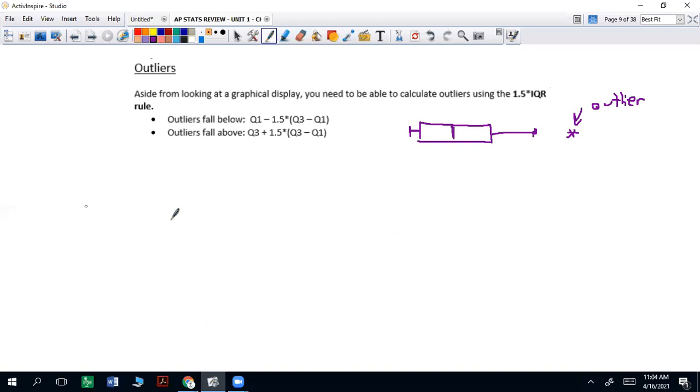Most of the time, you're going to use what we call the 1.5 IQR rule. If you don't remember it, outliers are anything below Q1 minus 1.5 IQR. Q1 is here, by the way, and Q3 is here. And the IQR is the difference between the quartiles.